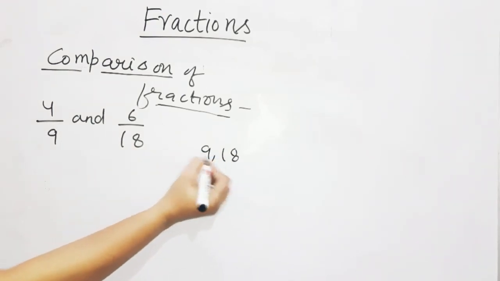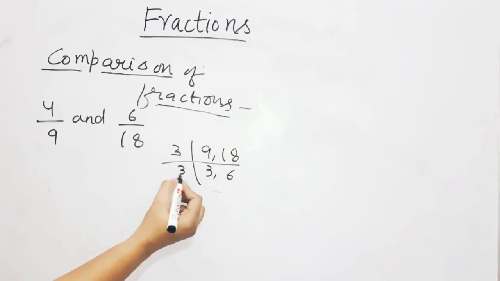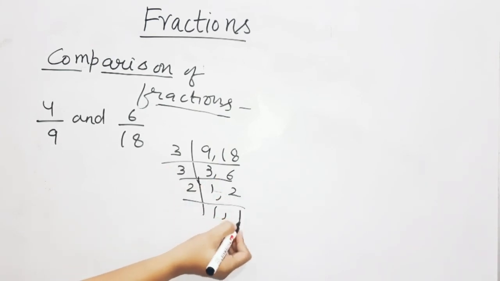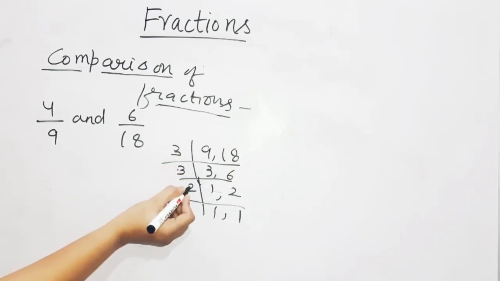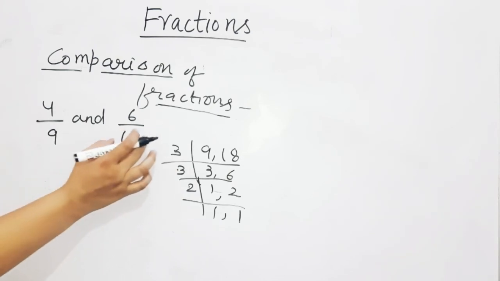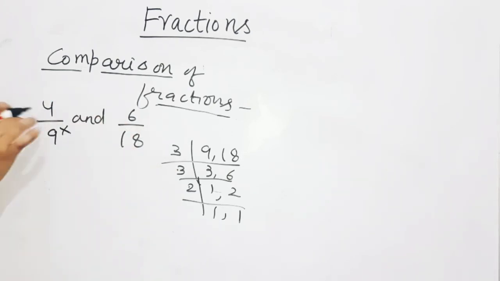So once I am going to take the LCM, 3 3s are 9, 3 6s are 18. Then again 3 1s are 3, 2 1s are 2. So 3 3s are 9, 9 2s are 18. So LCM of 9 and 18 is 18. So 18 is already 18. Now to make this number 18, with which number we are going to multiply?